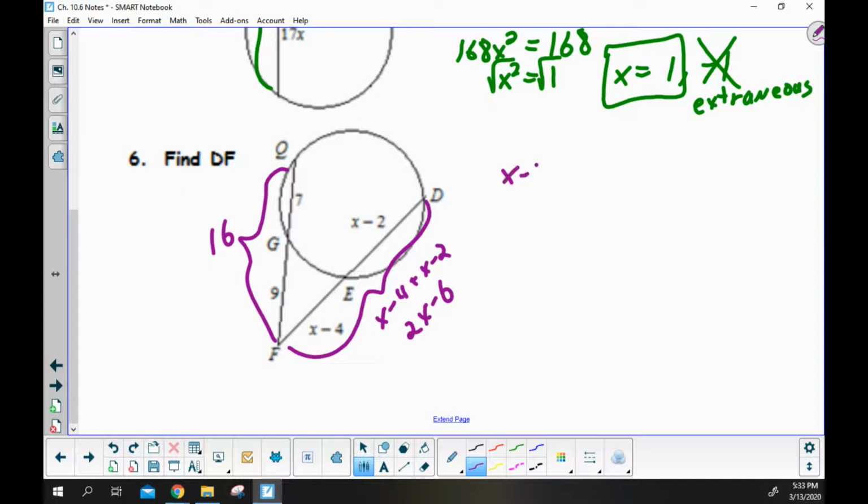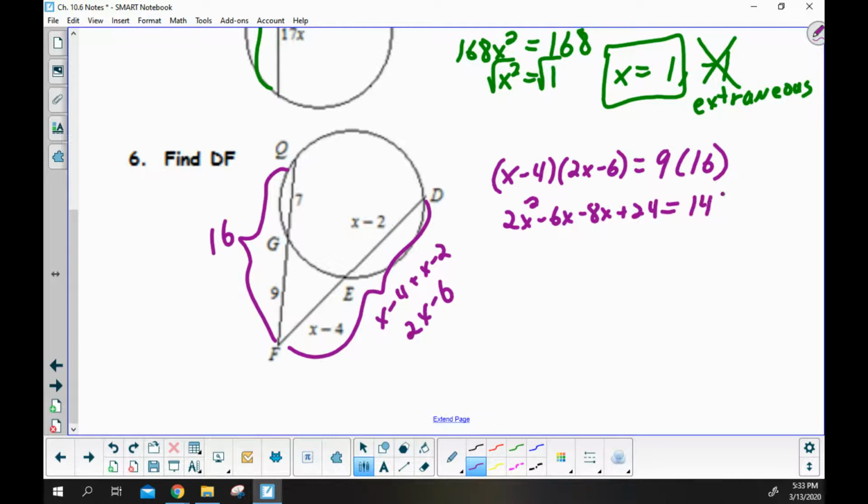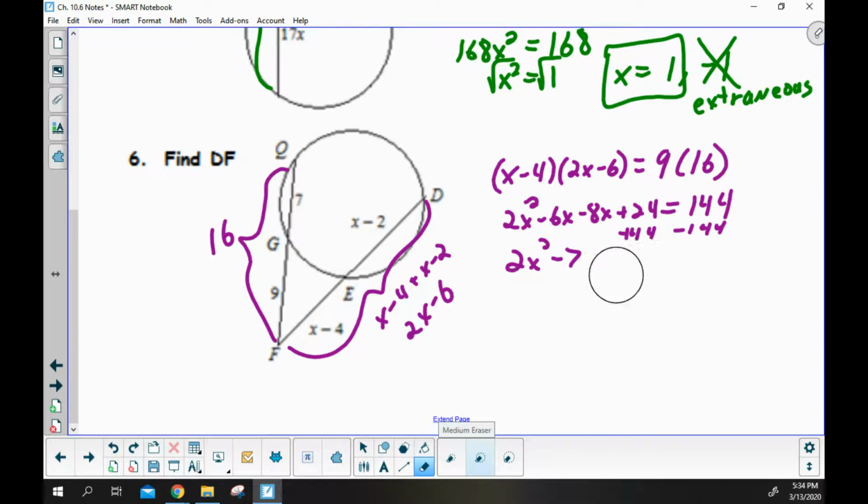All right, so x minus 4 times 2x minus 6 equals 9 times 16. Yeah, quadratics, here we come. FOIL, 2x squared minus 6x minus 8x plus 24 equals 9 times 16, which is 144. Combine like terms, 2x squared minus 14x. I'm going to bring the 144 over because, again, I want it equal to 0 to solve. And that gives me negative 120. Oops, I put 7x. I meant 14x. My bad.